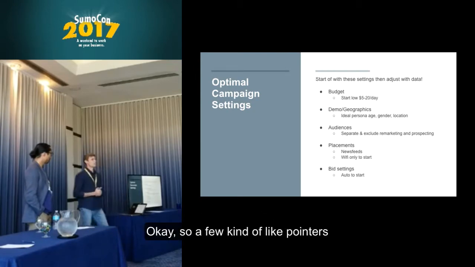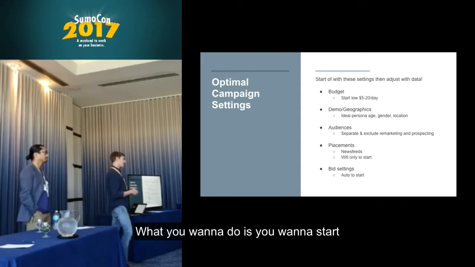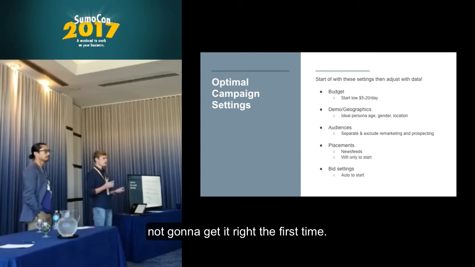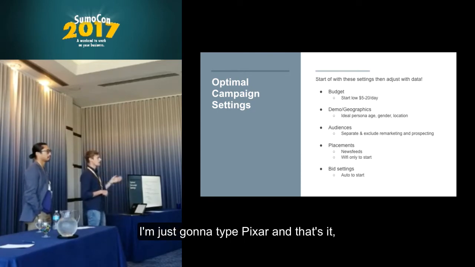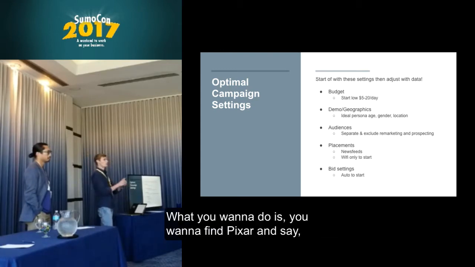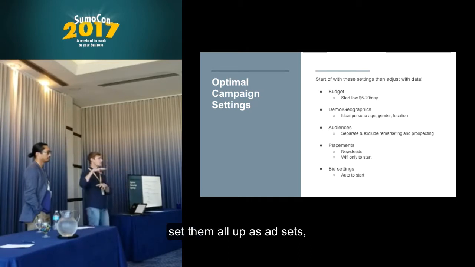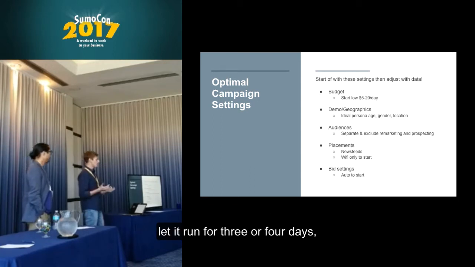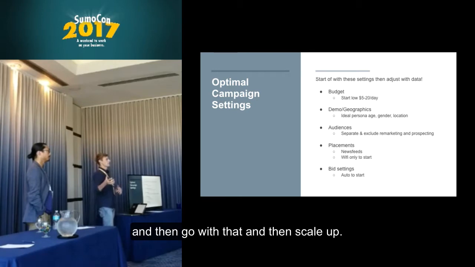Okay, so a few pointers when you're starting a campaign. What you want to do is start testing a few different things, because you're obviously not going to get it right the first time. So you're not going to be like, okay, my customers love Pixar, I'm just going to target Pixar and that's it. I'm assuming they're going to be the best. What you want to do is find Pixar and say 3 or 4 other companies, set them all up as ad sets, and then test $5 a day to each one of those. Let it run for 3 or 4 days, see which one's got the best results so far, and then go with that and then scale up.